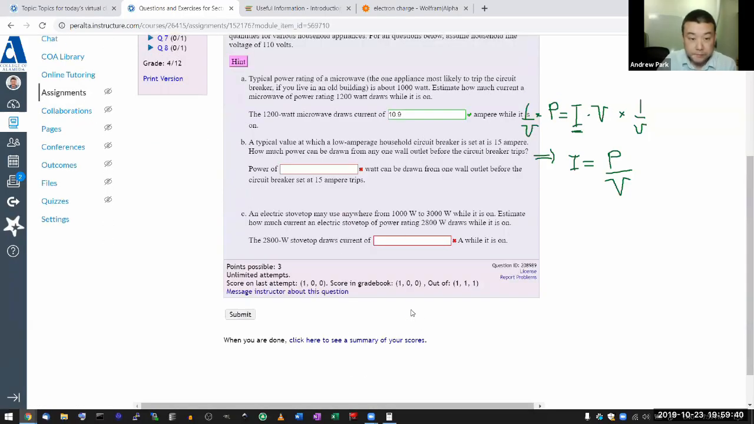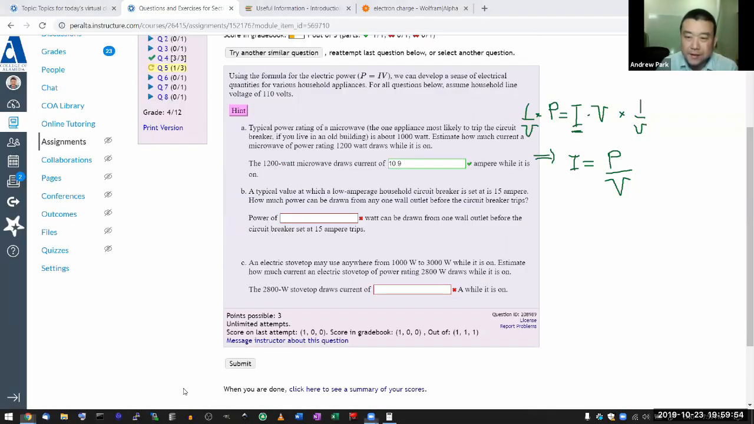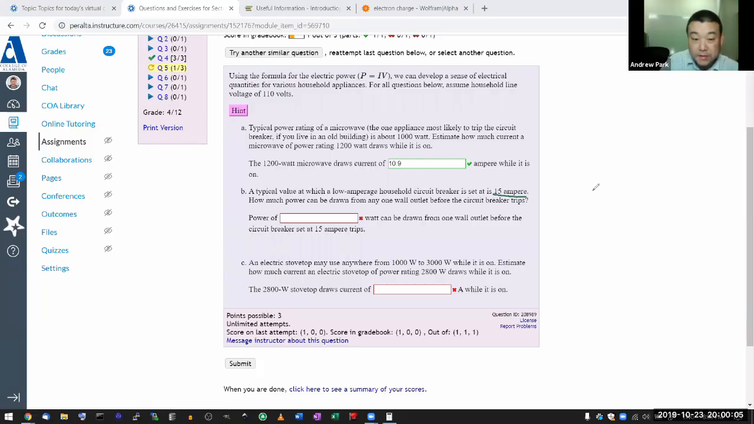Let's see. I guess I'll do B. I won't say too much, I'll just write down what it should be. So the typical value at low amperage, this 15 ampere, is the current that I'm going to be dealing with. How much power can be drawn from any wall socket? So wall socket means the voltage is equal to 110 volts.